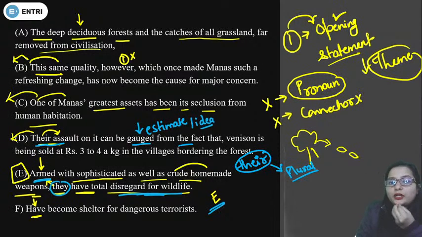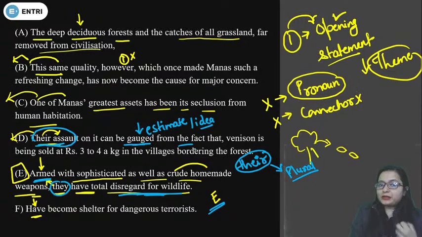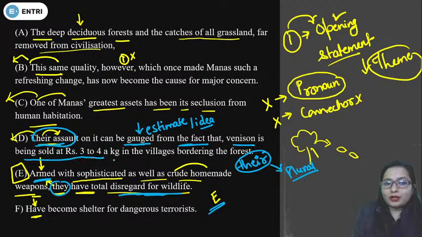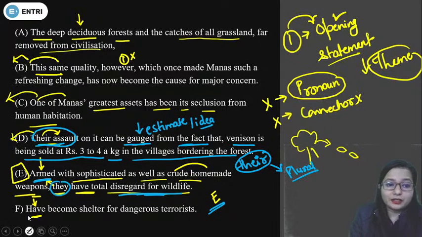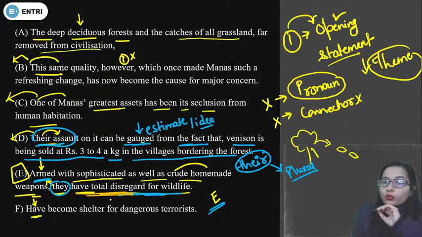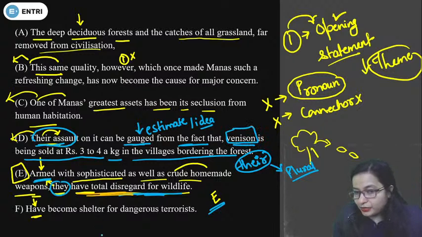So why don't they like it? It can be estimated from the fact. And what is the fact? The fact is that the venison is being sold at rupees 3 to 4 a kg in the villages bordering the forest. This is the reason they do not like it. They totally disregard wildlife. The reason is given here. What is the reason? They sold venison at 3 to 4 a kg. What is the meaning of venison here, guys?